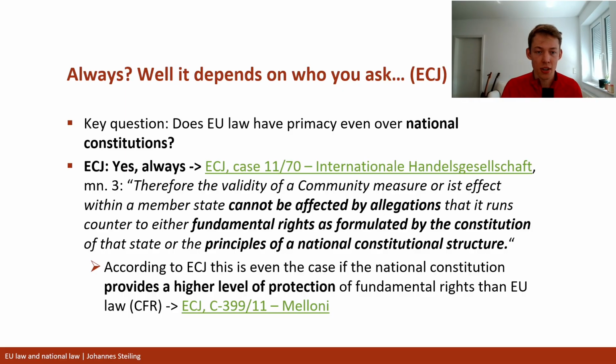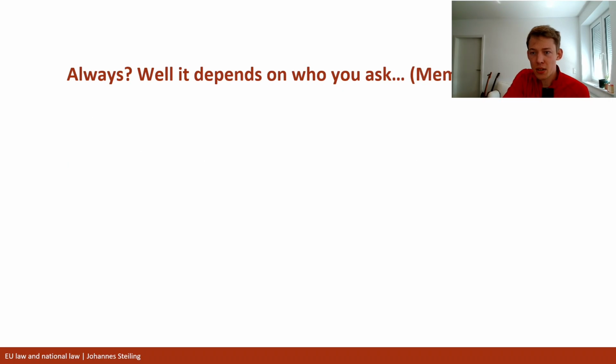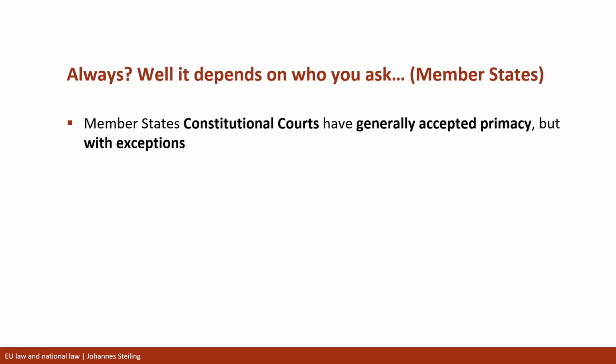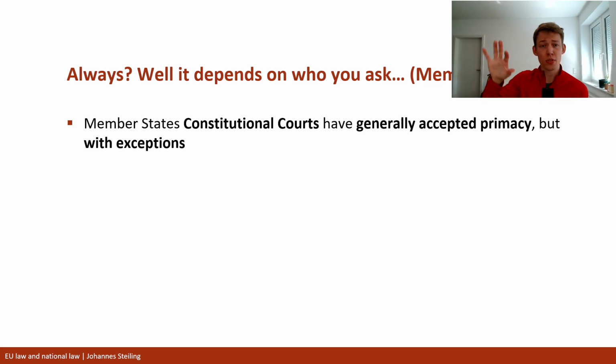Now, the member states' constitutional courts are not so quick to accept primacy, especially not over their constitutions. So this kind of started with the German Constitutional Court. The constitutional courts have generally accepted primacy, but with some exceptions. And I'm German, so I will mostly show you the German jurisprudence, but we'll look at the Estonia example later because, as I said, this was in a presentation for Estonia.